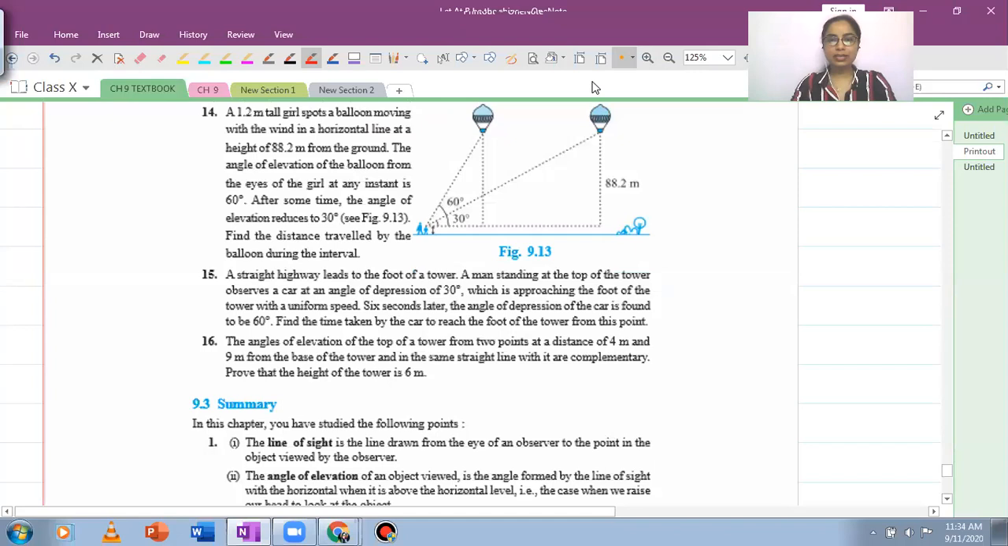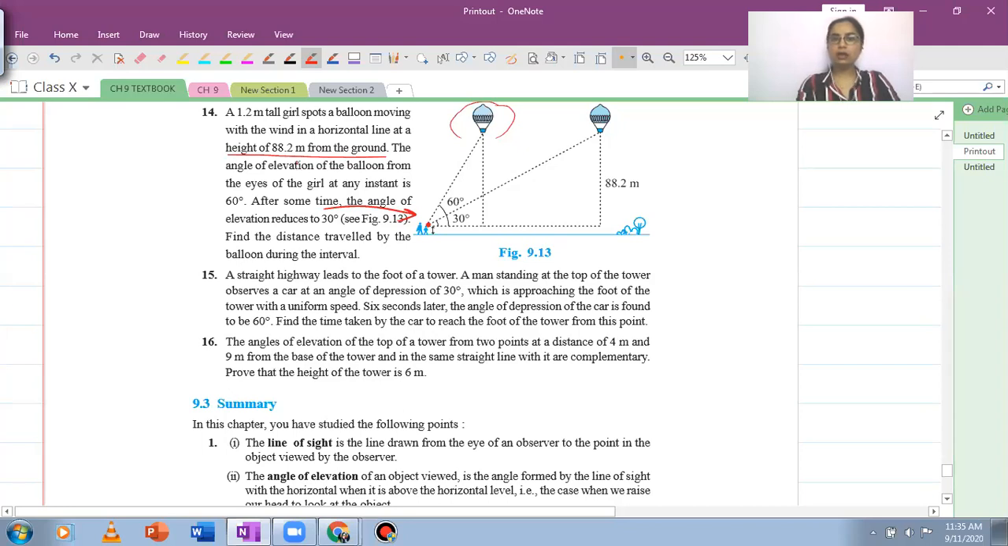Okay, this question again is like that question you had, the one with the boy. So there is a 1.2 meter tall girl. She spots a balloon moving with the wind. Earlier the balloon was here, and when she looked at the balloon, the angle formed is 60 degrees. This is the point of observation, and this is the height, very small compared to the balloon's position. The triangles have been drawn accordingly. The height of the balloon is 88.2 meters from the ground.